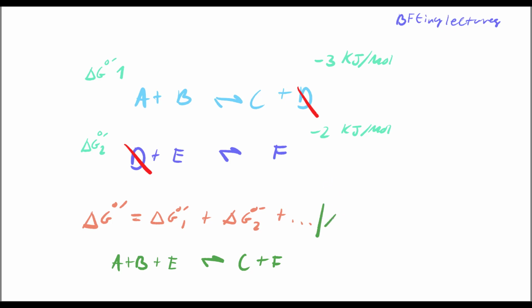We can say that the total free energy is going to be equal to -3 kilojoules per mole of reaction 1 plus -2 kilojoules of reaction 2. And this is per mole. So -3 minus 2 is -5. So we can say that the overall standard free energy of this reaction is going to be -5. So this is -5 kilojoules per mole.